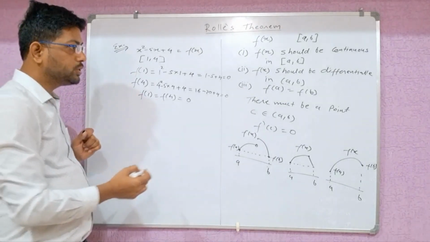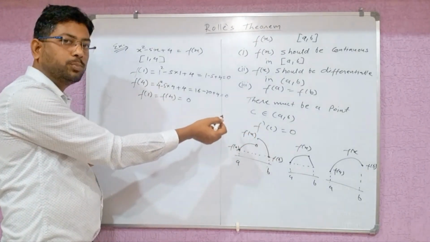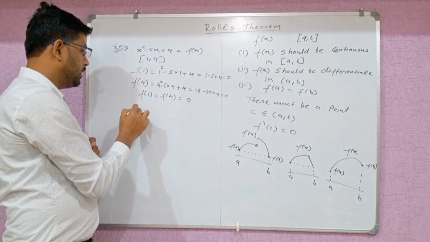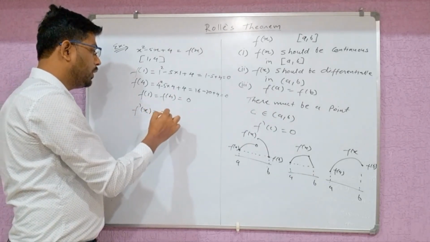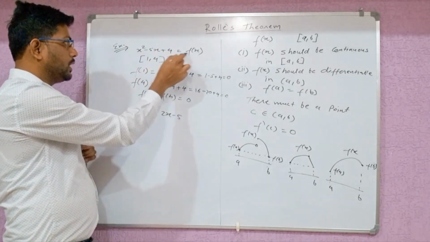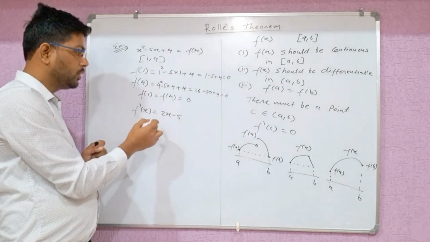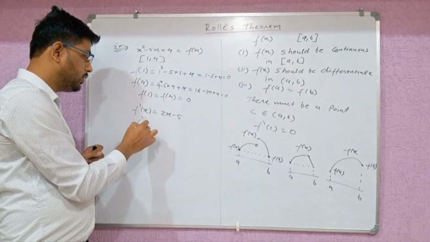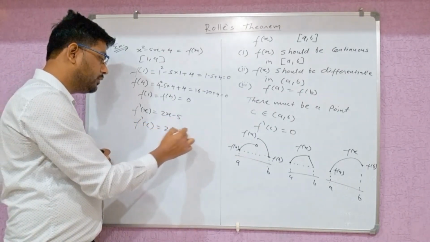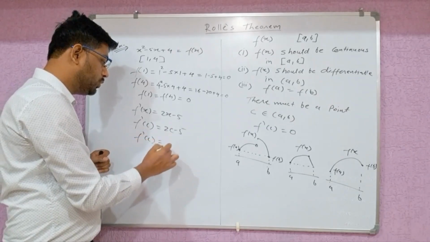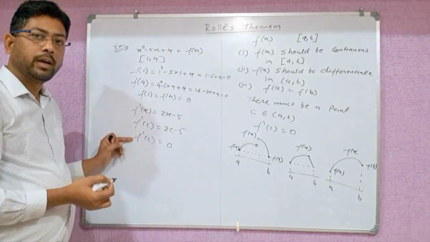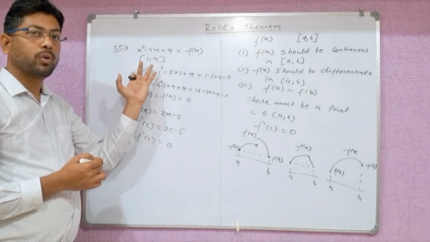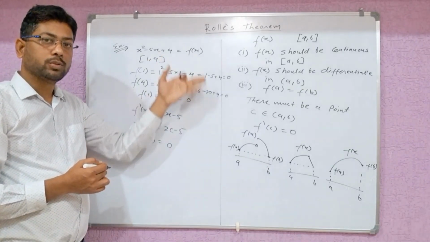So according to Rolle's theorem, there must be a point c. So let's check whether this point c is there in this interval 1 to 4 or not. So f dash of x will be 2x minus 5, that is the differentiation of this f(x). Let's suppose that point is c. So f dash of c will be 2c minus 5, and f dash of c is equal to 0. By applying this, we'll find the value of c and check whether that c is in this interval 1 to 4 or not. If it is there, then Rolle's theorem will be verified.